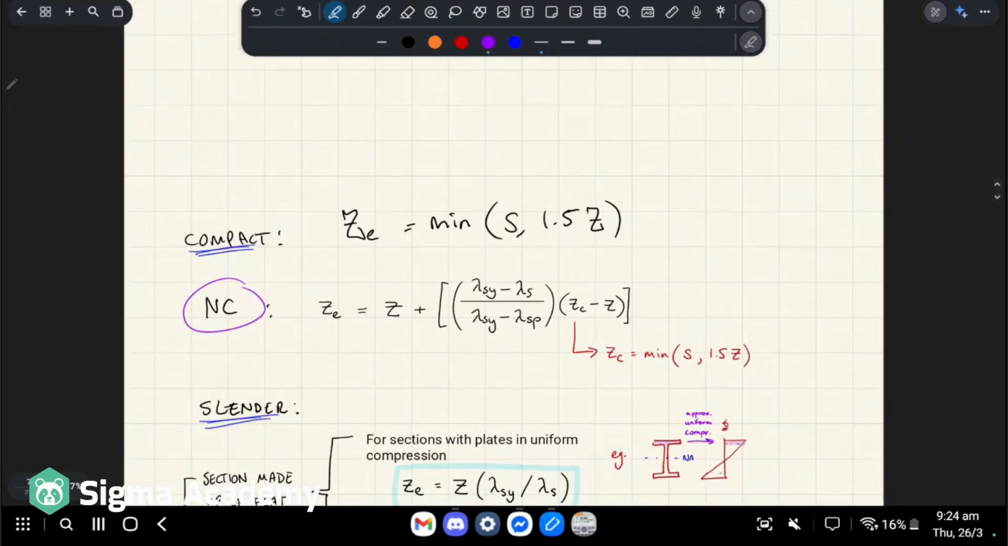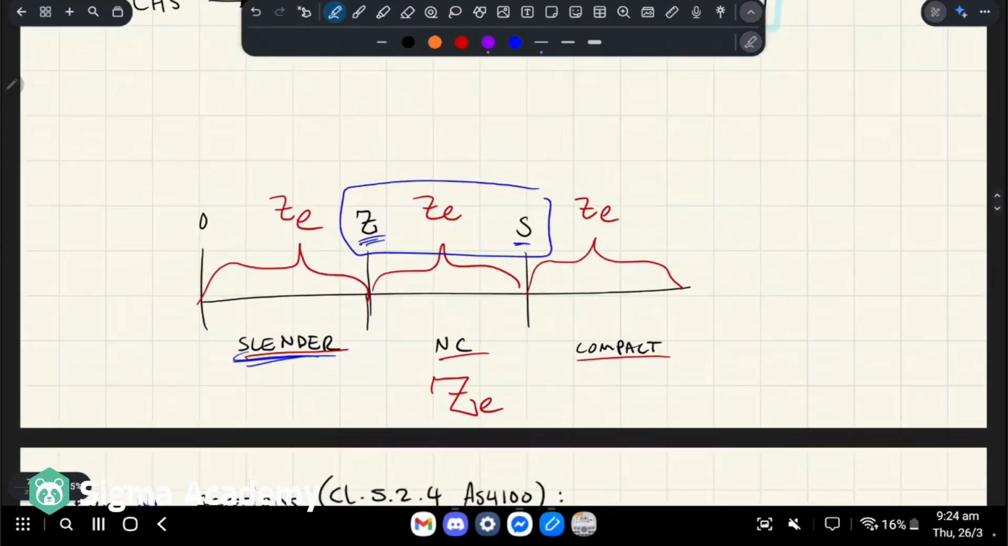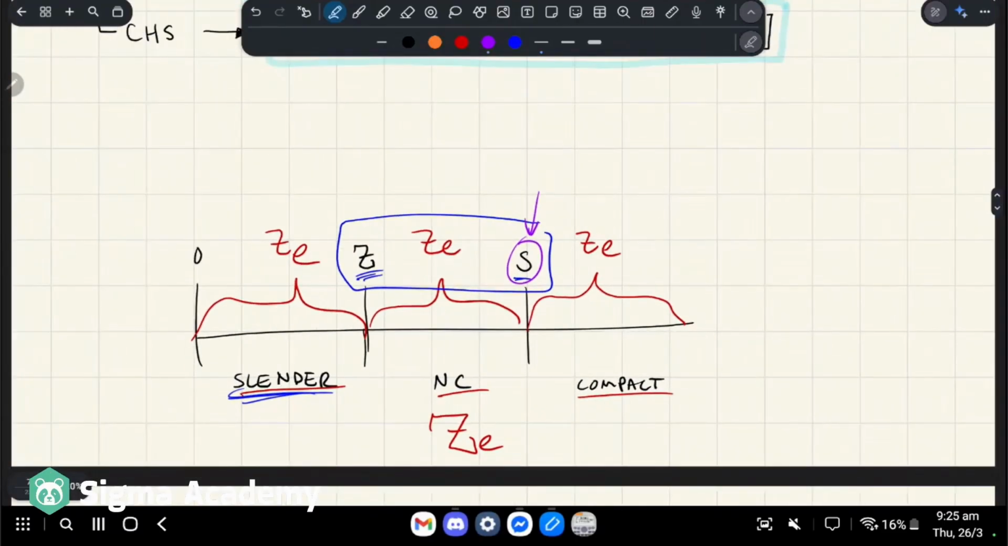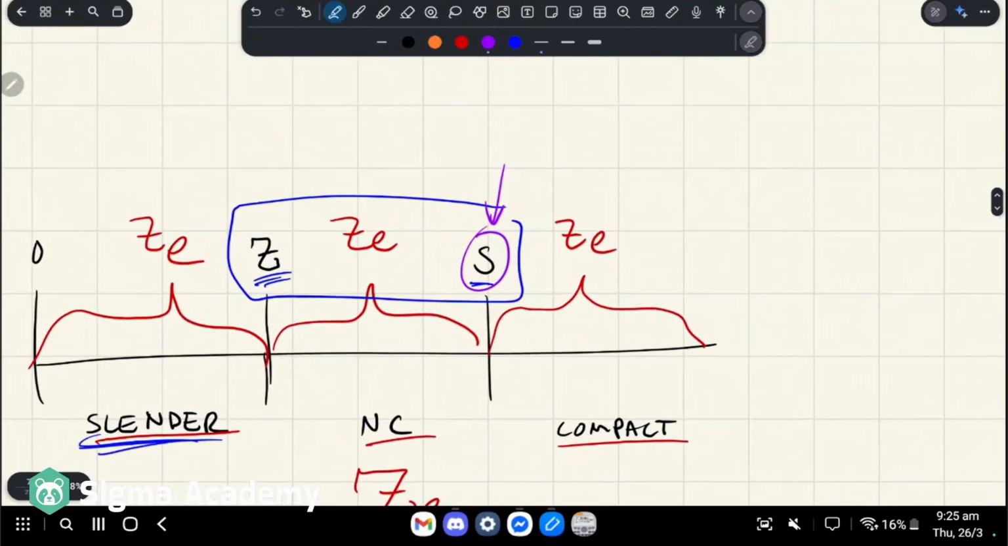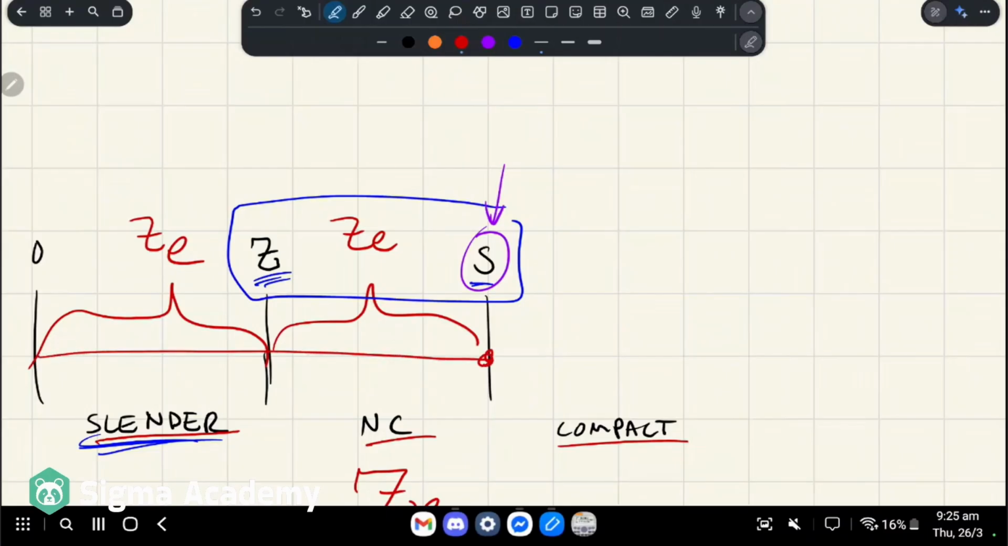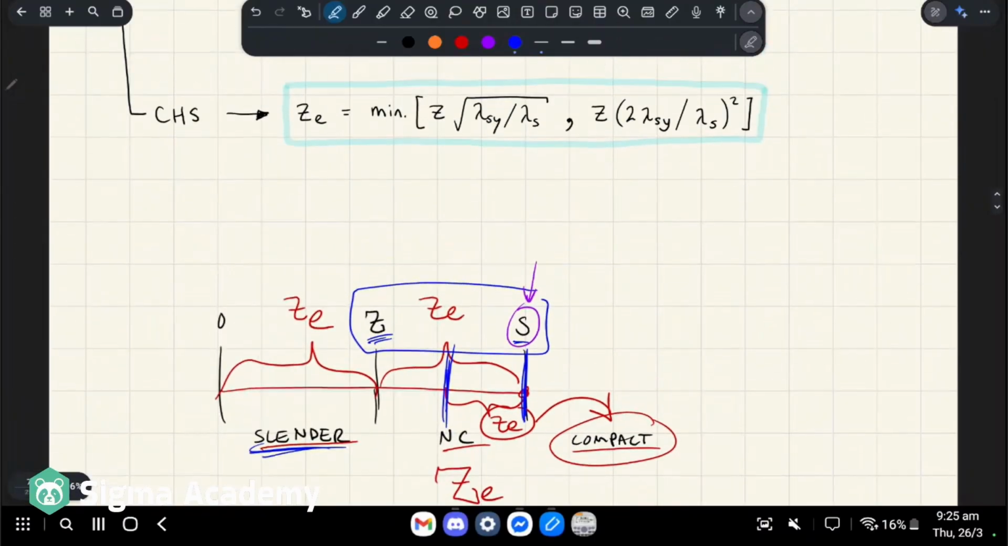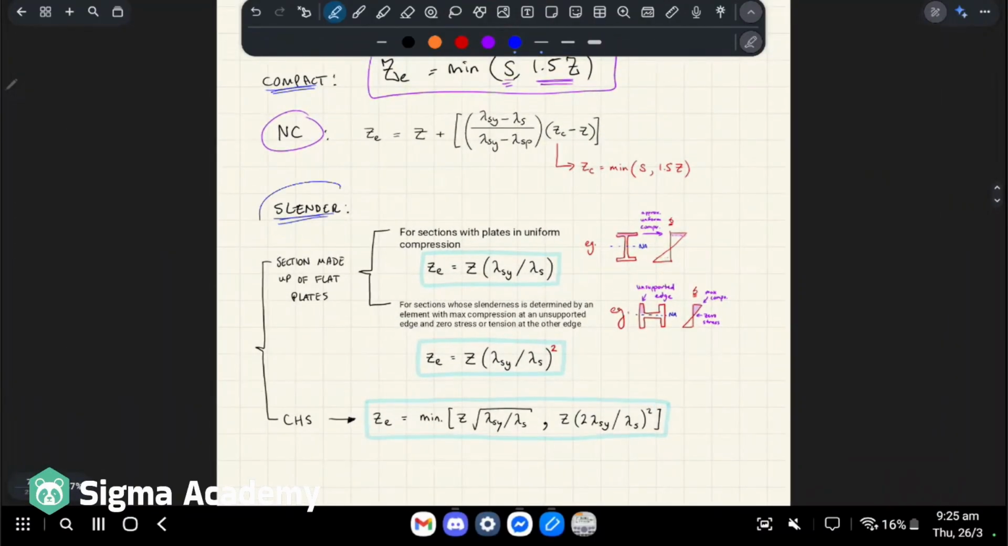So for compact, basically Ze is the minimum between S and 1.5Z. Compact can't sit here. The thing ends here. Compact can be here up to 1.5Z, okay? So if 1.5Z is lower than S, it's whichever one's the minimum. Now I'll explain slender.